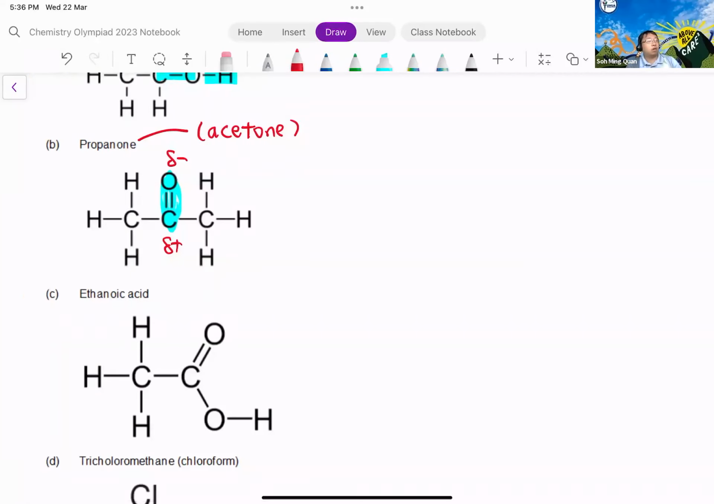Okay, ethanoic acid is the next one. Ethanoic acid, again, CH not polar, but CO definitely polar. OH also polar. So I'm sure you can easily tell the oxygen is definitely where the minus is. The carbon is where the partial positive will be. Now, ethanoic acid, again, is polar. Ethanoic acid has a common name, which is vinegar. The main component of the vinegar that we eat is ethanoic acid.